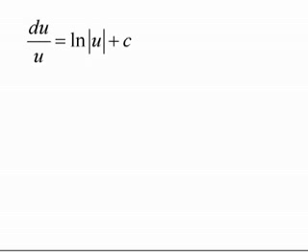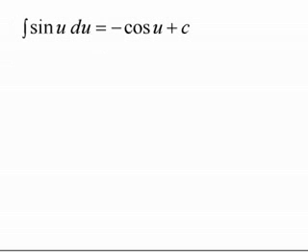Now we see the formula for n equal -1. The integral of du over u equals the natural log of the absolute value of u plus a constant. So we see that the integral of du over u is the natural log function plus a constant.